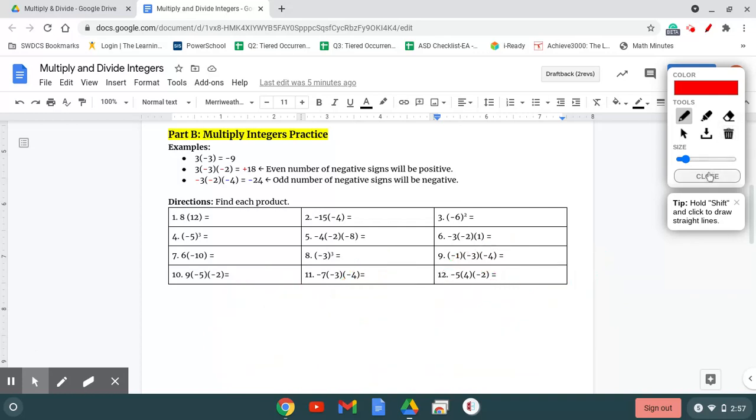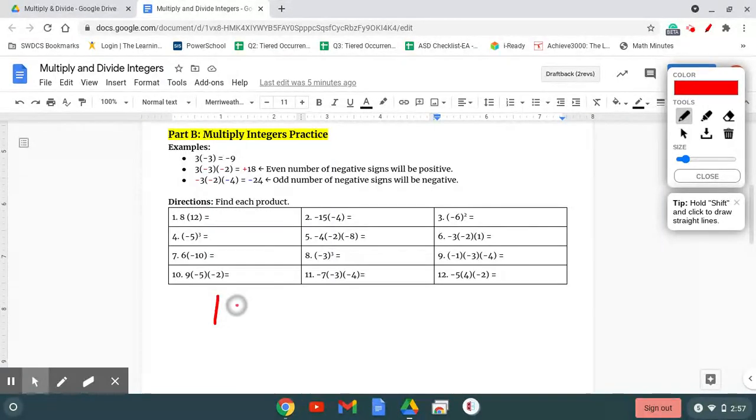All right, let's dive into our practice. 8 times 12. Oh my goodness, I don't know what 8 times 12 is off the top of my head. And that's perfectly fine. We're just going to show our work. Do this on your paper, because I doubt you know what 8 times 12 is in your head.